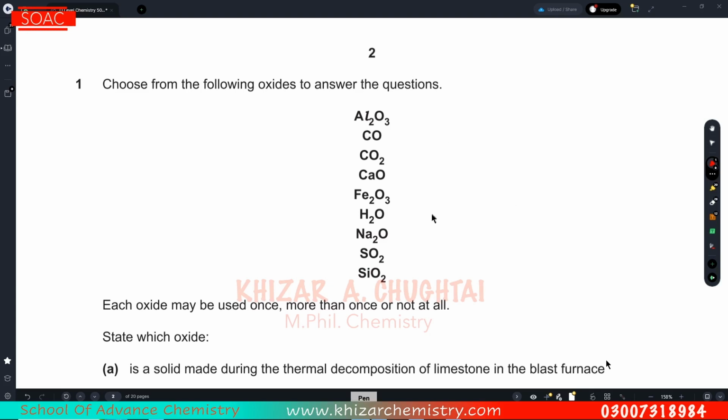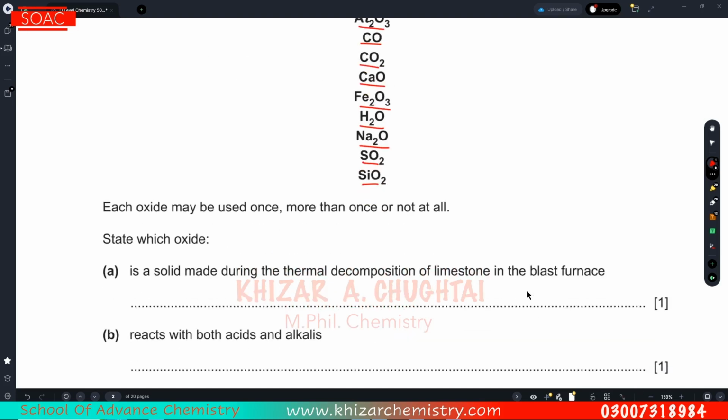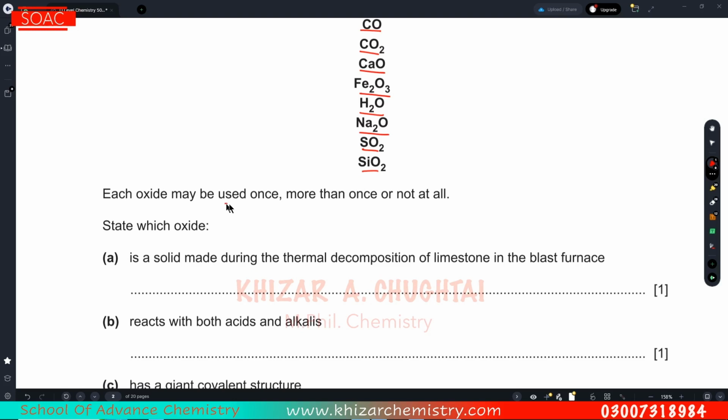Al2O3, aluminium oxide, CO carbon monoxide, CO2 carbon dioxide, CaO calcium oxide, Fe2O3 iron oxide, H2O water, Na2O sodium oxide, SO2 sulfur dioxide, SiO2 silicon dioxide. Each oxide may be used once, more than once, or not at all. State which oxide is a solid made during the thermal decomposition of the limestone in the blast furnace.